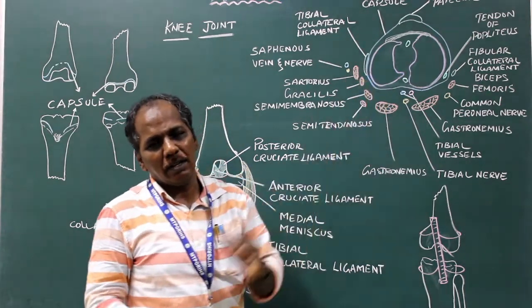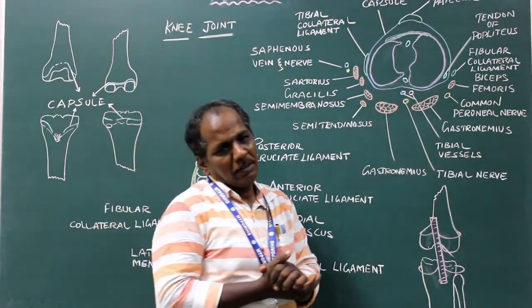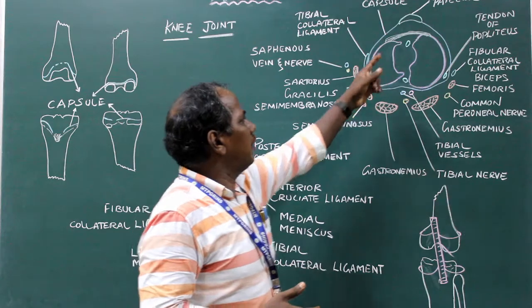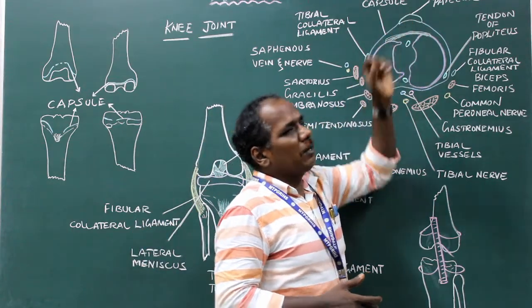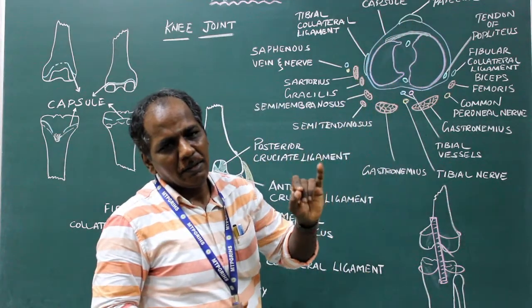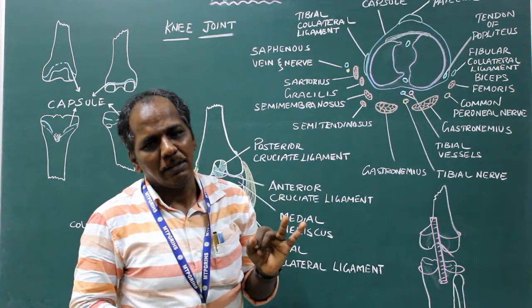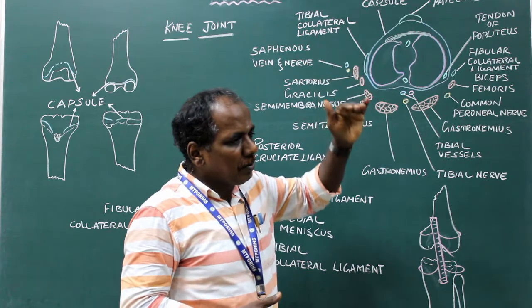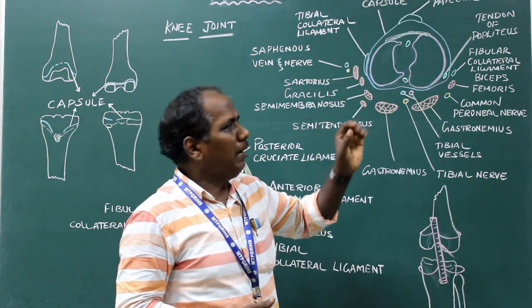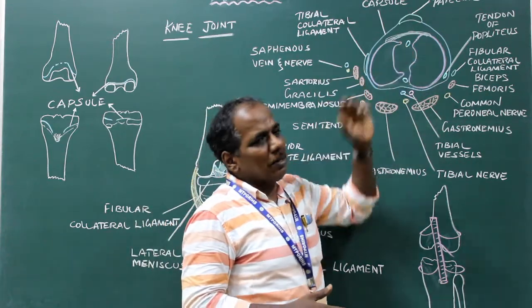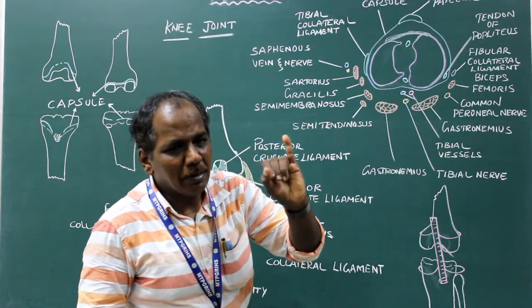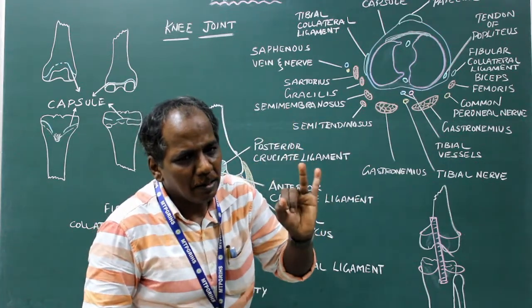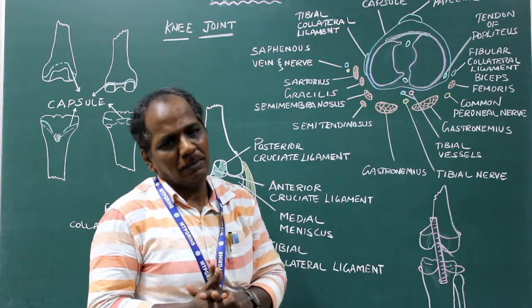Relations of the knee joint. Anteriorly it is related to the ligamentum patellae, patella, and tendon of quadriceps femoris. So from above downwards, anteriorly, it is related to the tendon of quadriceps femoris, then the patella, then the ligamentum patellae.